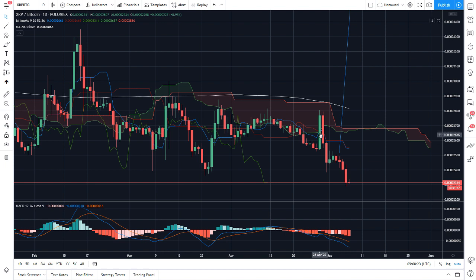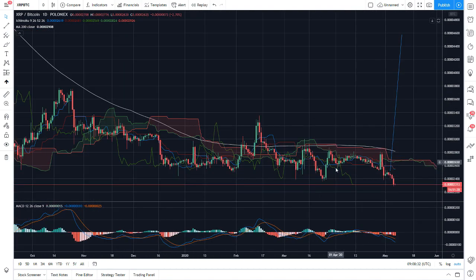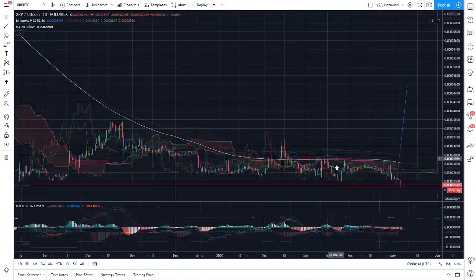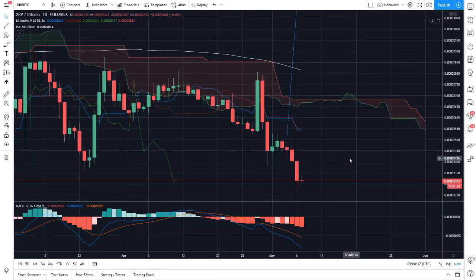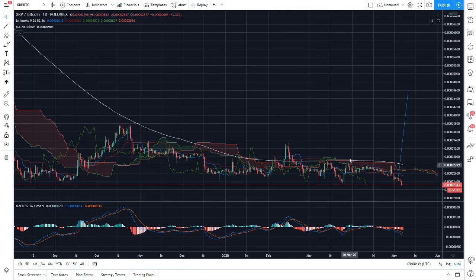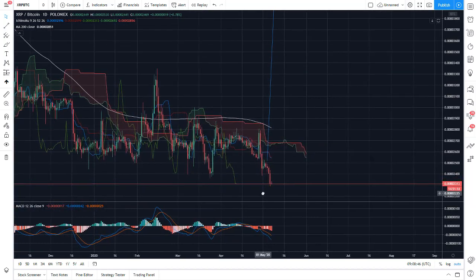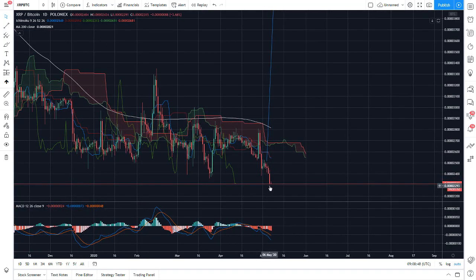On the other hand, Stellar Lumens was easily able to break out from here, and it continued to move up. Both of these assets seem to have decoupled, and we are now going to see when Ripple actually takes a bounce, because right now it's not looking good for Ripple. I really hope it finds its support at around 2240, 2250 sats, and then we can have a breakout from here.